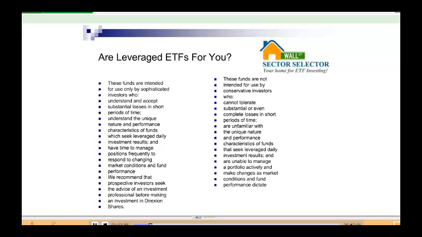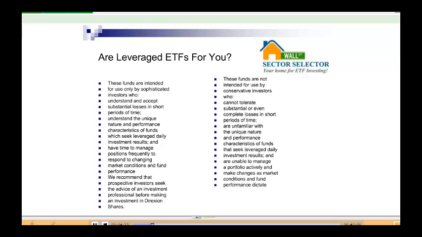So prospective investors need to know what you're doing. This is all from the Direxion Shares website, and they're not intended for use by conservative investors who cannot tolerate substantial, even complete losses in a short period of time. So it's an actively managed vehicle. So it's perfect, really, for people like us who are trading on a daily or on a weekly basis.